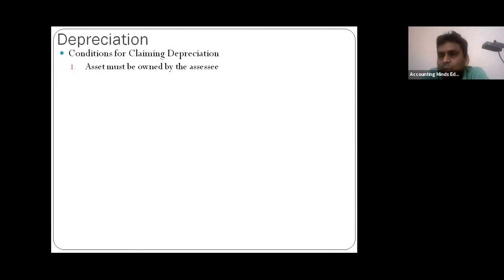Depreciation. The conditions for claiming depreciation. What are the conditions for claiming depreciation? Okay, the conditions are: asset must be owned by assessee. Accounting Minds wants to claim depreciation on the laptop, on this webcam and all. Yes, we can claim, provided Accounting Minds owns this. If we are not the owner, we can't claim. For example, I brought it for rent. I can't claim depreciation on this. Rent expense I can claim, but not the depreciation part. Make sense? Yes, sir.